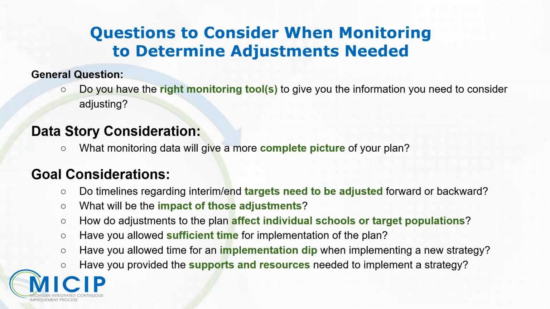What about our data story? Do we need to go back, like something's missing? And there are many opportunities to look at your complete picture throughout the MICIP process. But when you start implementing a plan, sometimes it comes to light later. So there's always that. So here's something to consider. And then last is adjustments of the goal, maybe of the strategies and activities.